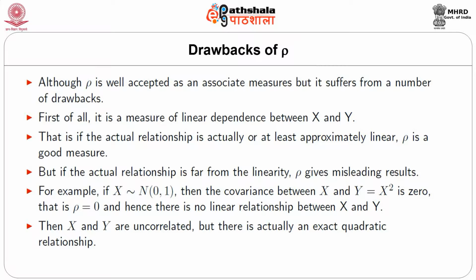For example, suppose x has a normal (0, 1) distribution, then the covariance between x and y, where y is defined as x square, is 0. That is, rho equal to 0 in this case, and hence there is no linear relationship between x and y. Then x and y are uncorrelated, but there is actually an exact quadratic relationship.